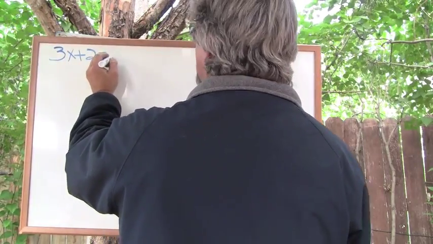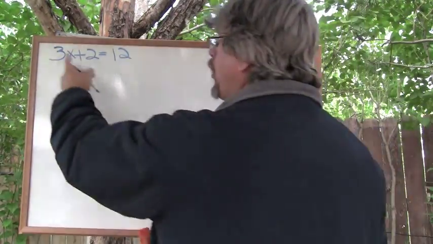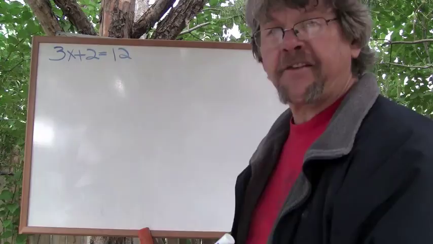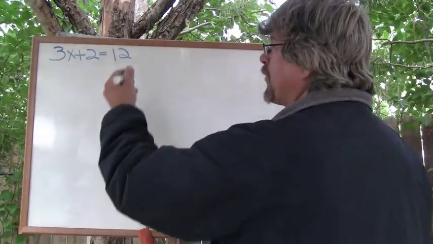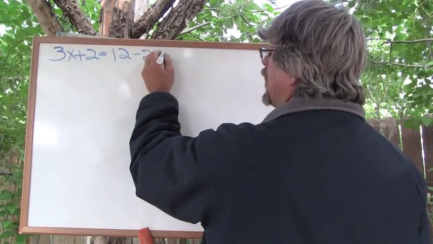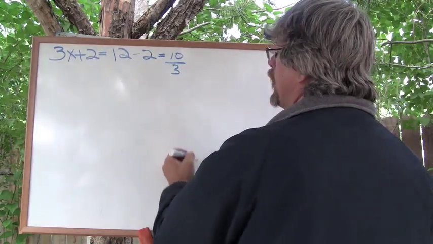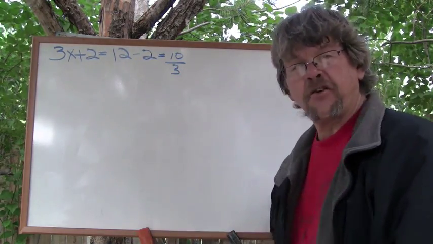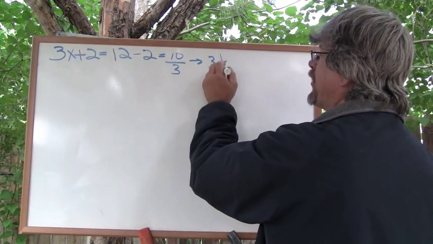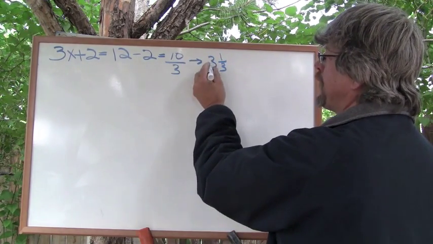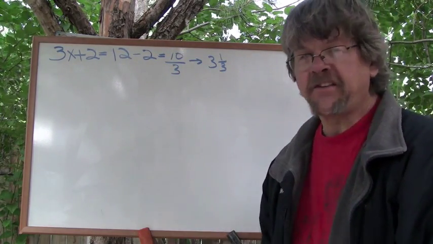complex, but not difficult. To review, we have two operations that's been done to our x. They've multiplied a 3 and they've added a 2. We undo those by subtracting the 2, which equals 10, and dividing the 3, which equals 10/3. And there's your answer. Or if you want a mixed numeral, 3 and 1/3, because 3 goes into 10 3 times, there's 1 left over and you have 1/3. It's that simple.